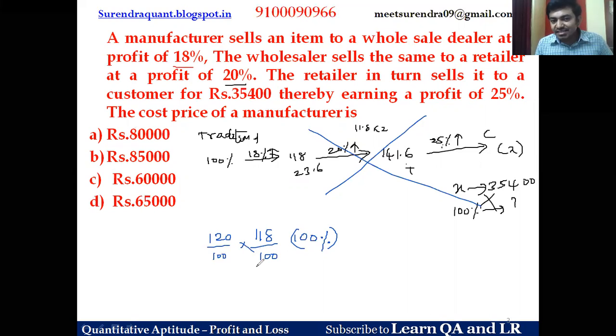So guys, this is the CP for the wholesaler, right? On this, 20% profit, 20% extra, 120%. Now this is the CP for the retailer. He has to sell to a customer at a gain of 25%. 25% extra means 125%. So this is the money that the customer had paid, numerically 35,400.